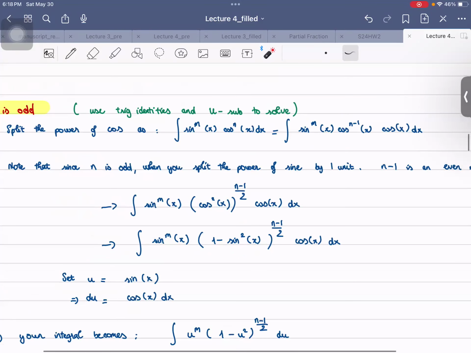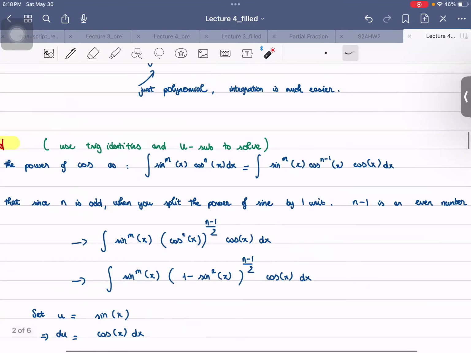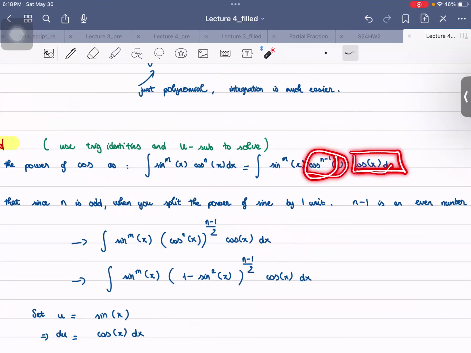So firstly, when I look at the function and notice that the power of cosine is odd, I will rewrite cosine to the n as cosine to the n minus 1 times cosine. And I'm going to save this: I'm going to save cosine of x dx.